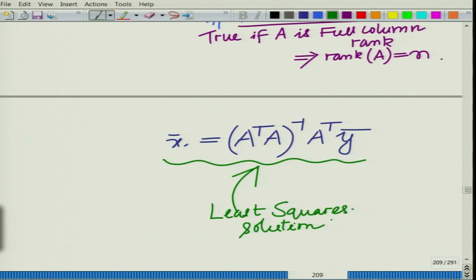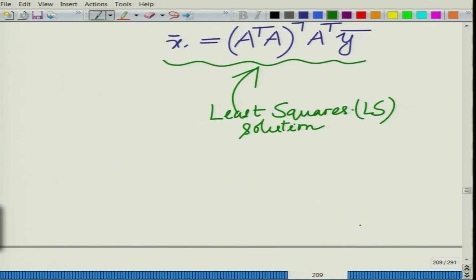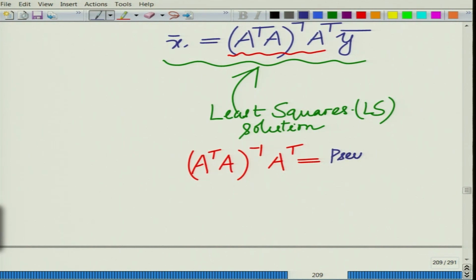This is essentially termed the least squares solution, abbreviated as LS. So, this is basically termed as the LS solution, all right. And A transpose A, this matrix has an interesting structure. If you look at this matrix, A transpose A inverse A transpose, this has a very important meaning. This is termed as the pseudo-inverse.